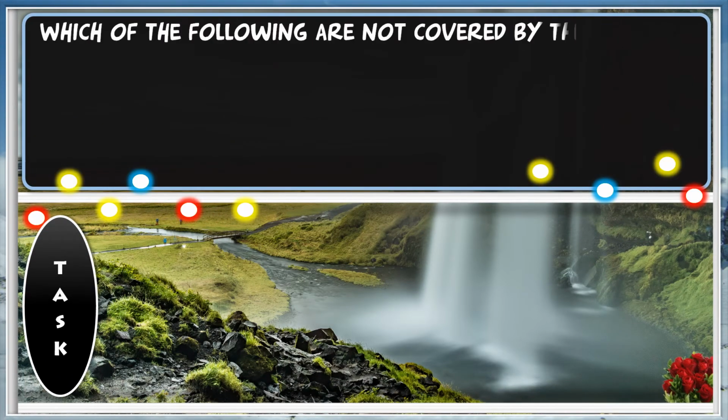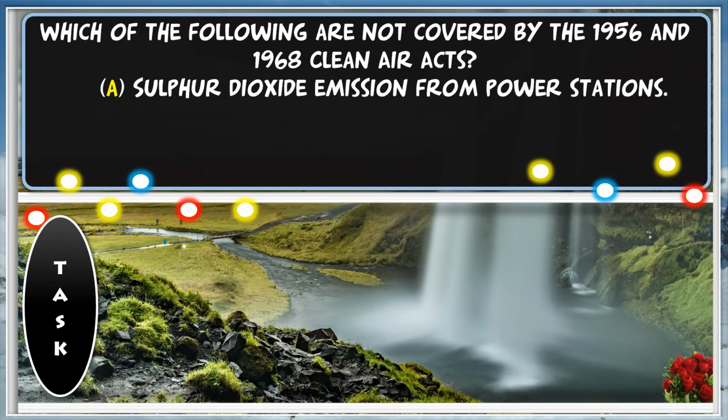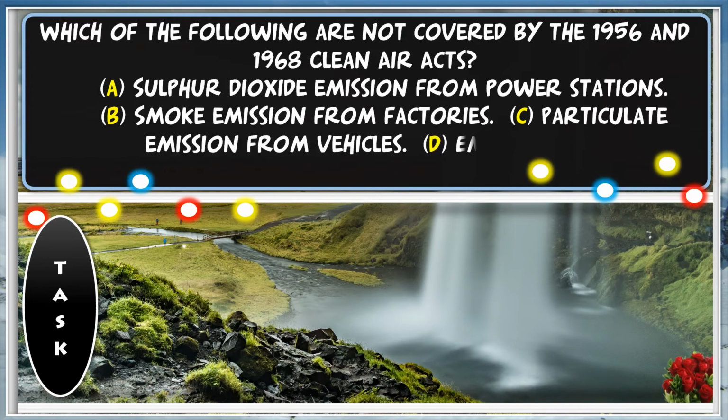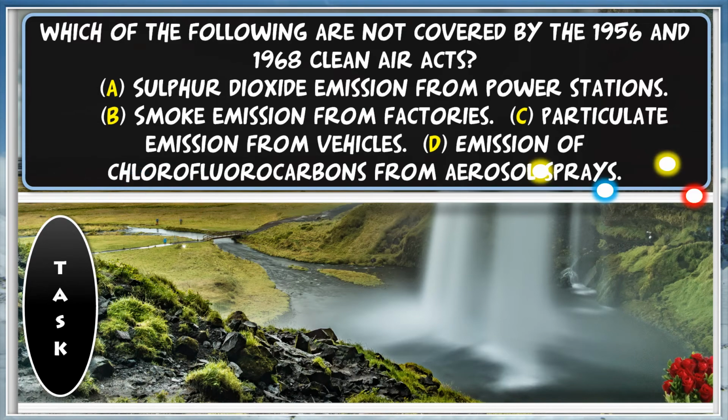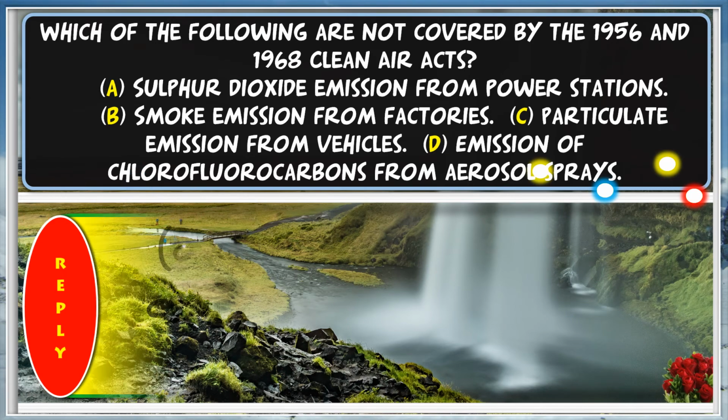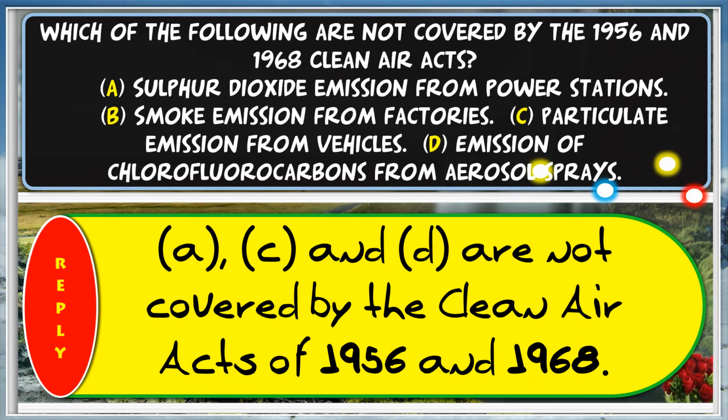Which of the following are not covered by the 1956 and 1968 Clean Air Acts? A. Sulfur dioxide emission from power stations. B. Smoke emission from factories. C. Particulate emission from vehicles. D. Emission of chlorofluorocarbons from aerosol sprays. A, C, and D are not covered by the Clean Air Acts of 1956 and 1968.